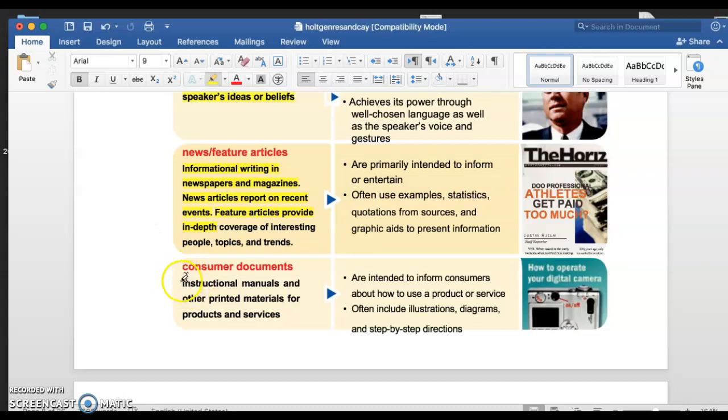And consumer documents are instruction manuals or other printed materials for products or services. They're intended to inform customers or consumers about how to use a product or service. Often they include illustrations, diagrams, step-by-step directions. So if I were to buy a new refrigerator or a new piece of technology of some sort, maybe a camera as shown over here, they're your operation guides. They're telling how things run, how they work, what different features are on the technology and what they do.